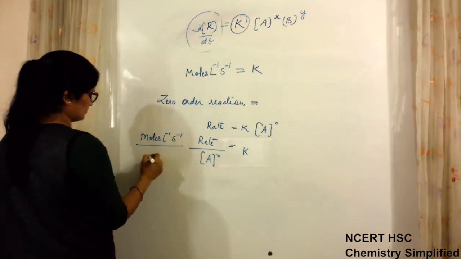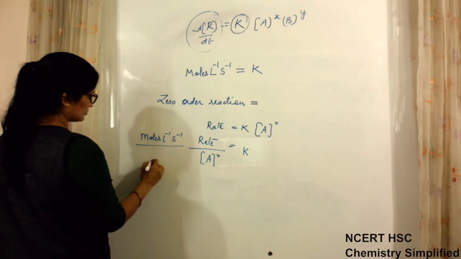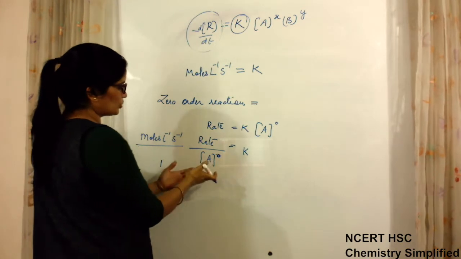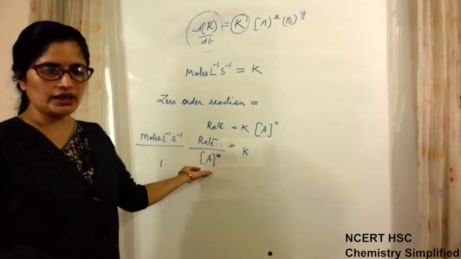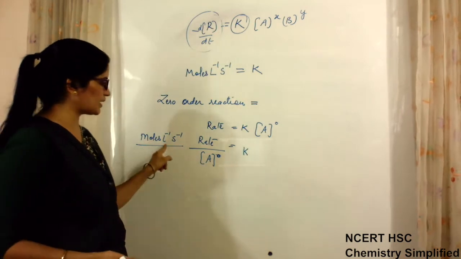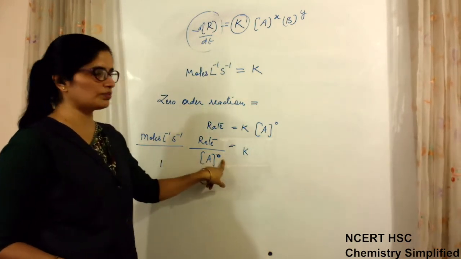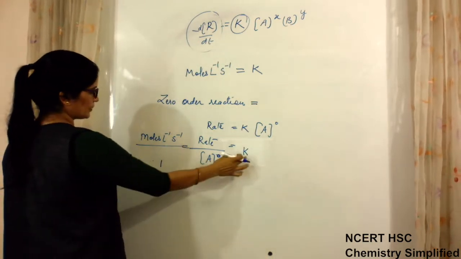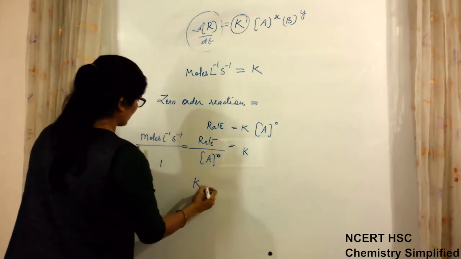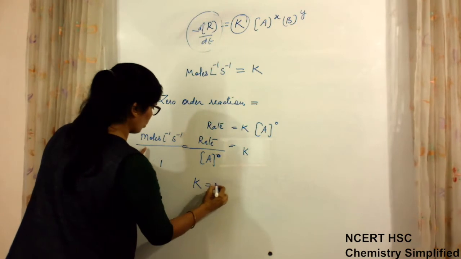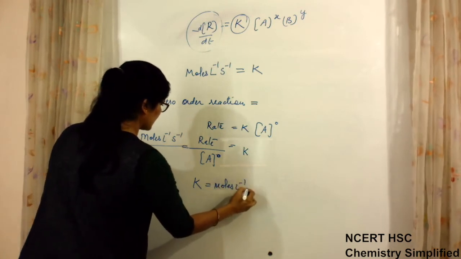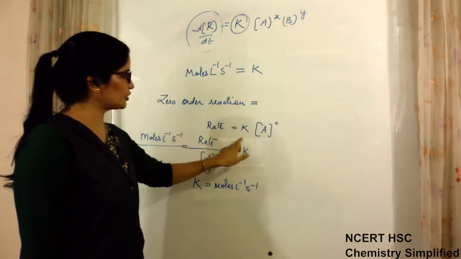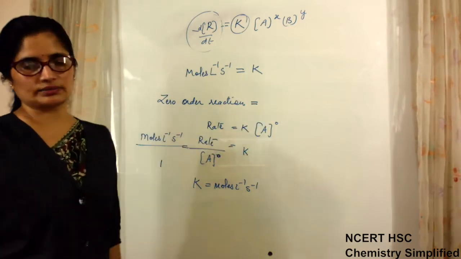Anything raised to power 0 is 1, we don't need to write it. Otherwise, if we have to write the unit of A, concentration unit will be moles per liter. But here because A is raised to power 0, and anything raised to power 0 is 1, I write 1 here, that is equal to k. So the unit of k for a zero order reaction is moles, liter inverse, second inverse. Whatever is the unit for rate is also the unit of rate constant for a zero order reaction.